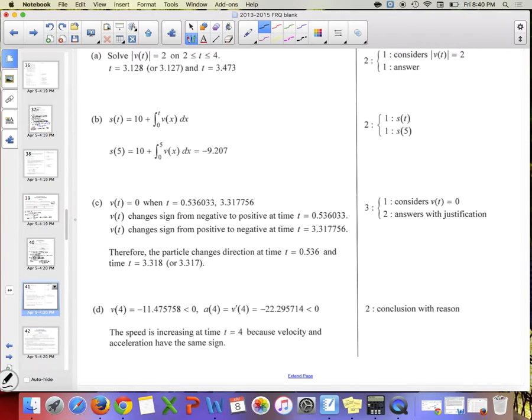For part C, you get 1 point for considering v of t is equal to 0, so you want to find those critical places, and then 1 point for justifying that that actually does change places, so it doesn't just stop and then go back and go in the same direction it was moving before. And then part D, you get 2 points for your conclusion with reason. So basically you would have to go through the steps where you find a of 4 and v of 4. And then you would need to say, because they have the same sign, then the speed is increasing, okay?